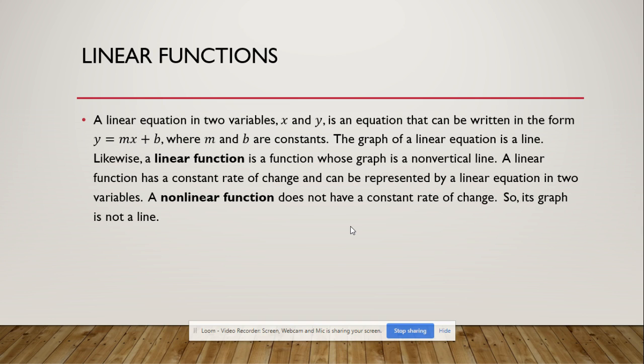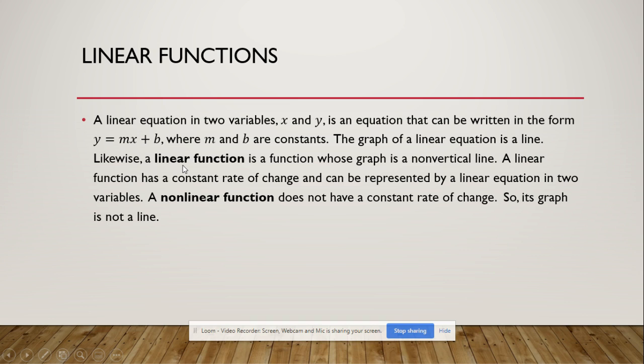A linear function is going to be an equation that's written in the form y equals mx plus b. Y and x are going to be our variables. M and b are constants, meaning they're just going to be some numbers. The graph of a linear equation is a line, hence linear.